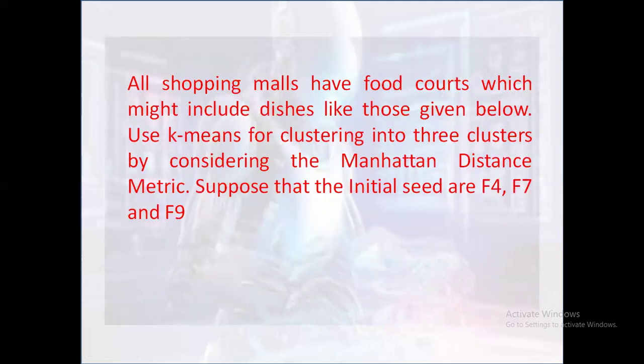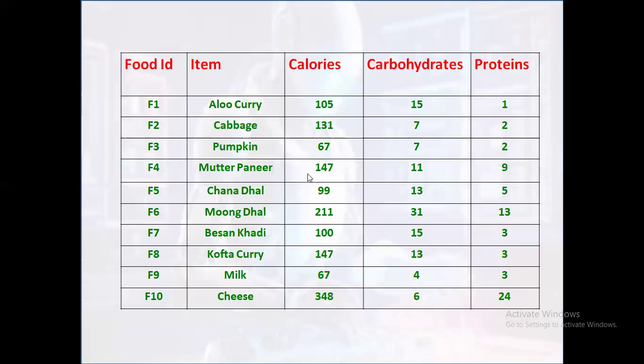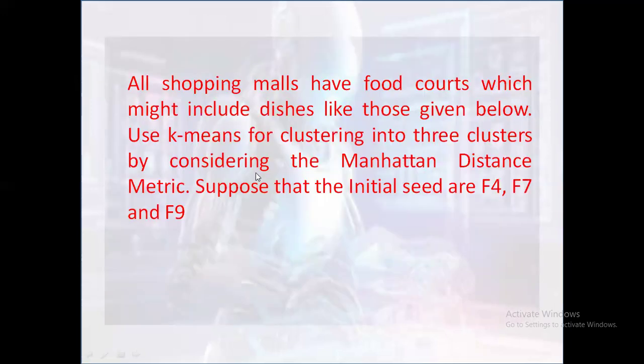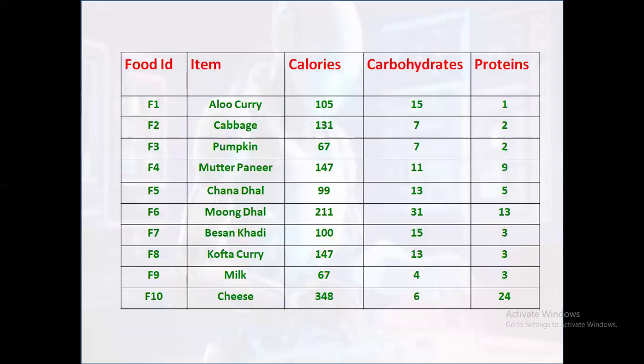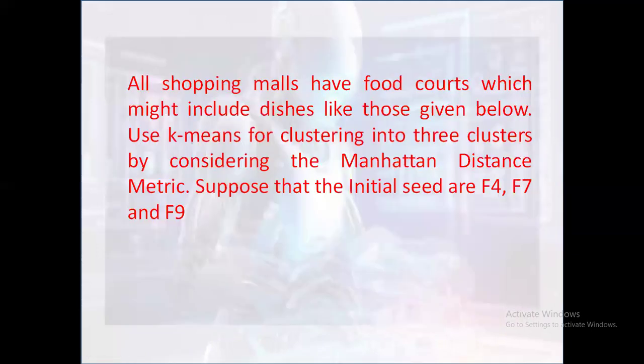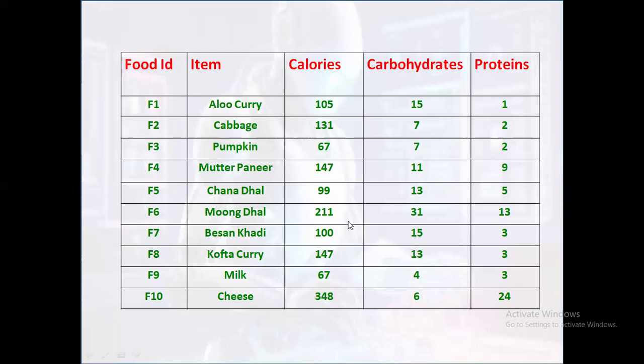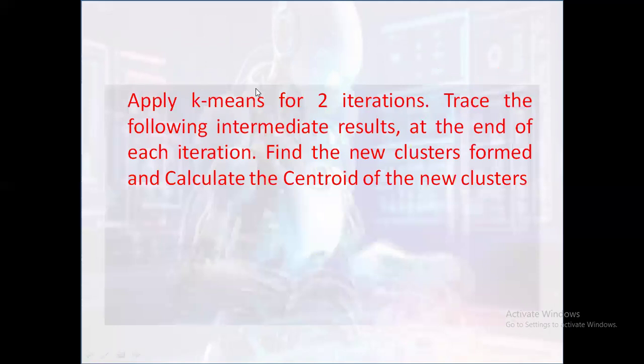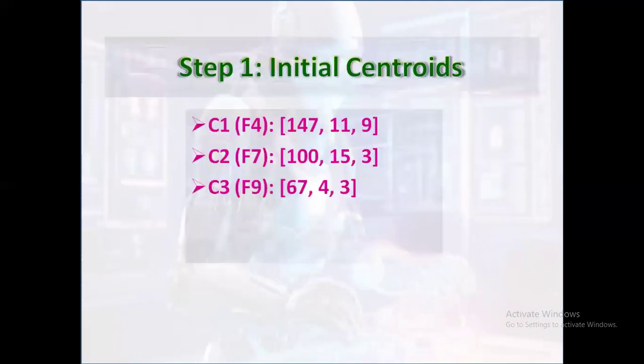So first we have to consider the clusters F4, F7 and F9. What is F4? Here F4 is the Matar Paneer, F7 is the Besan Curry and F9 is the milk. So we have to consider all those things and solve the problem. Apply k-means for 2 iterations. Trace the following intermediate results at the end of each iteration. Find the new clusters formed and calculate the centroid of the new clusters. So we'll solve the problem.